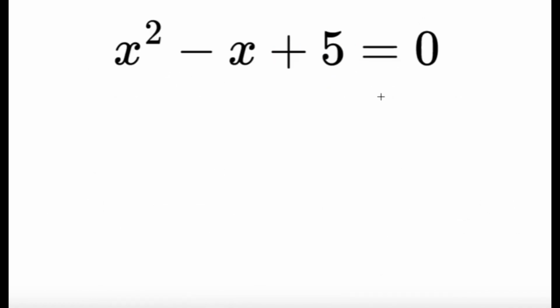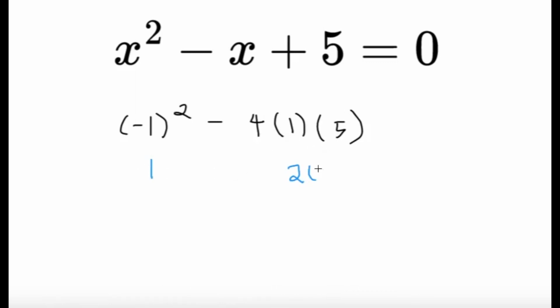Now, same thing, let's check the discriminant. If we check the discriminant, it's going to be negative 1 quantity squared minus 4 times 1 times 5. Now, negative 1 squared, that's 1. 4 times 1 times 5, that's 20. But 1 minus 20 would give us negative 19 as the discriminant. So since negative 19 is less than 0, we know that x in this equation is not a real number.